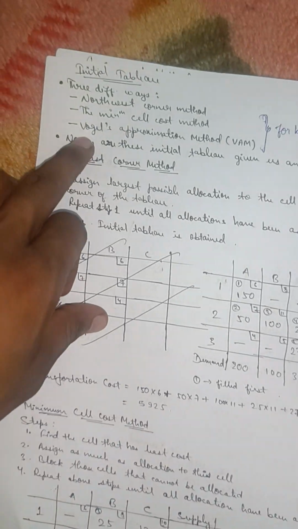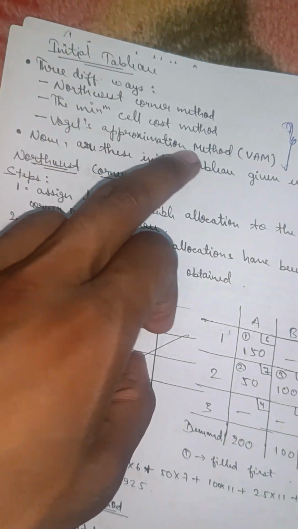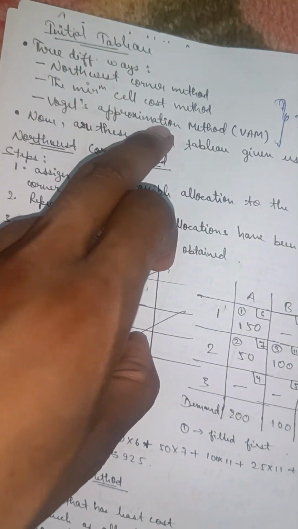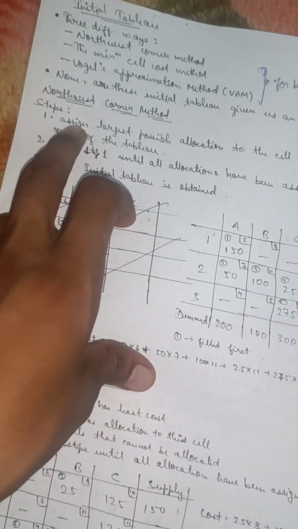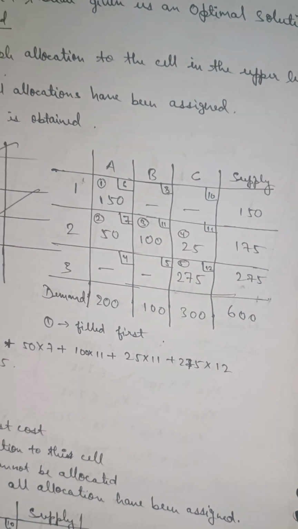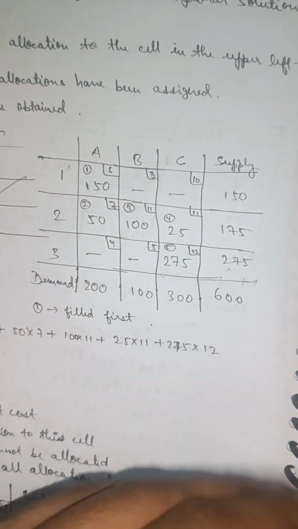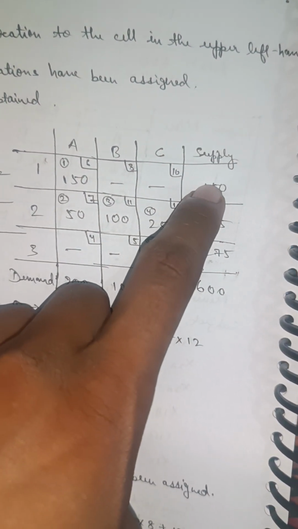Now we have 3 methods: the northwest corner method, the minimum cell method, which is also known as the least cost method, and Vogel's approximation method, VAM. Okay, now the northwest corner method. In the northwest corner method, what we do is we assign the amount we can assign in the most northwest corner cell. Like here we can assign 150, because the total supply is 150 here.